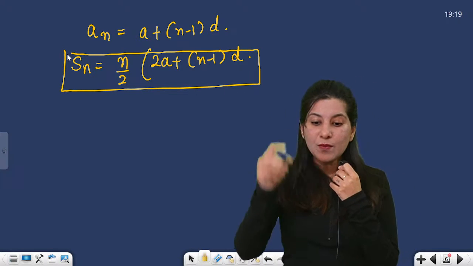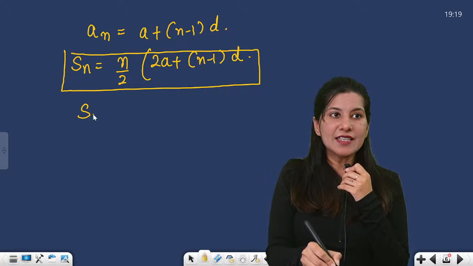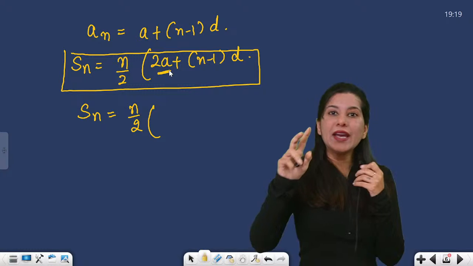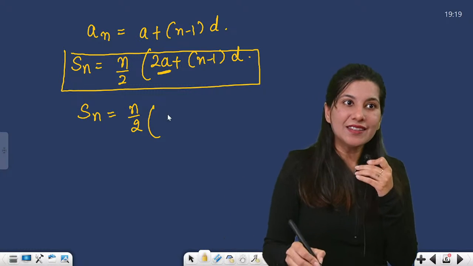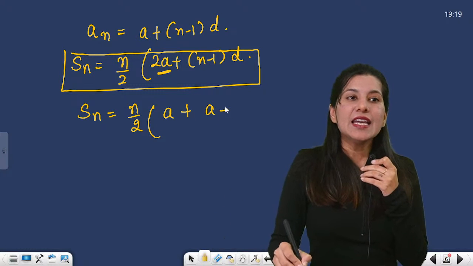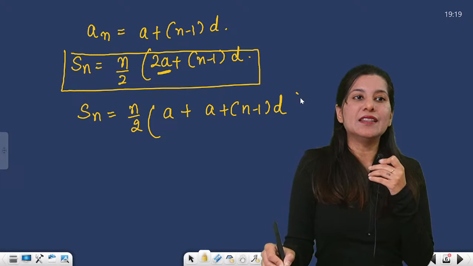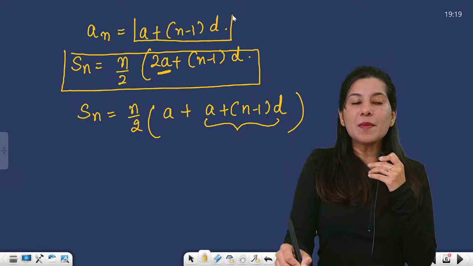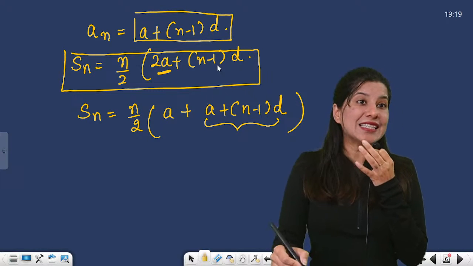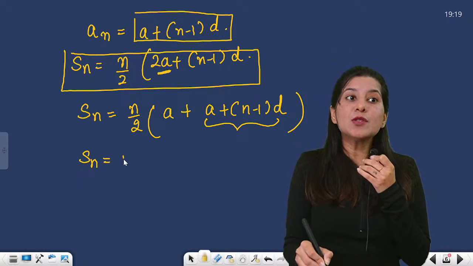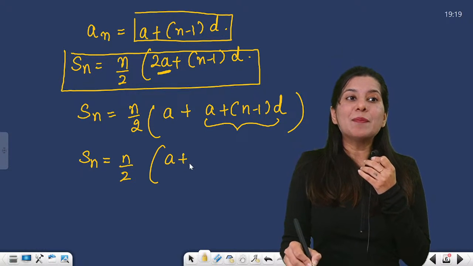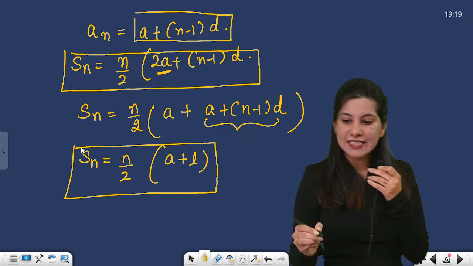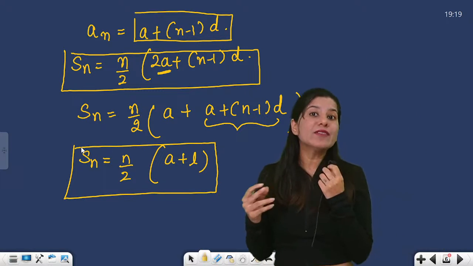And one more thing, if you carefully observe this, the sum of n terms will be n by 2. Now, can I bring in a plus a? Yes, definitely: a plus a plus n minus 1 d. This 2a I have broken, and can you see this is nothing but your general term, or you can say the last term? So for the sum of n terms you have got the formula n by 2 times a plus l. This is also the sum of n terms. Okay, cool. How are we getting this formula?